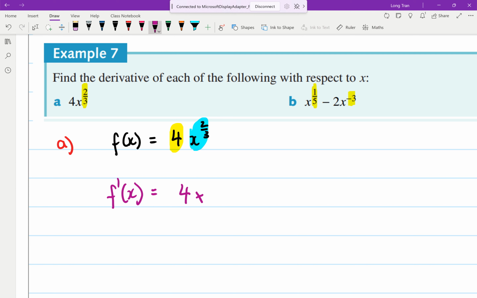Now you differentiate x to the power 2/3. So using your rule, what's my n value? What's n equal to? 2/3. Very good. 2 over 3. X to the power of 2/3 minus 1. And you follow through the same thing again. So here we go. 4 times 2/3 is the same thing as writing 8/3. X to the power of 2/3 minus 1. What's 2/3 minus 1? Minus 1/3.